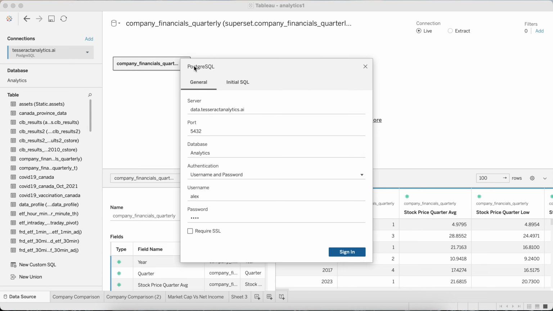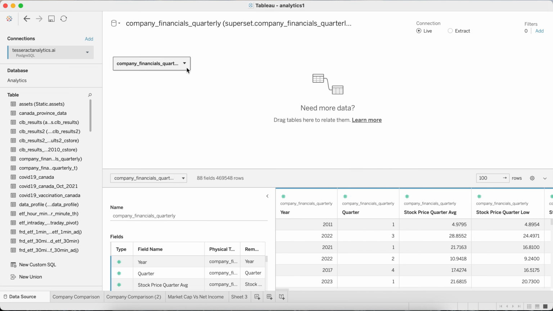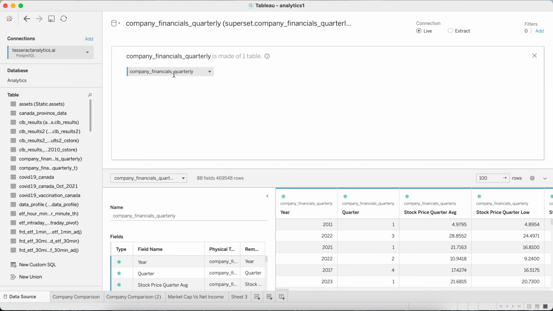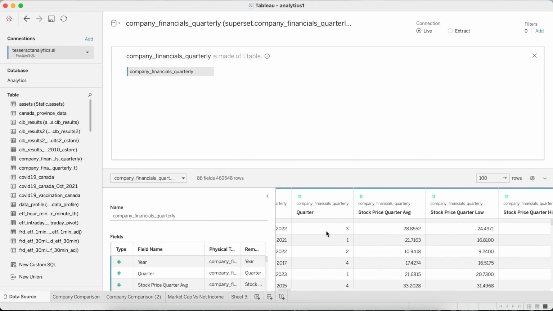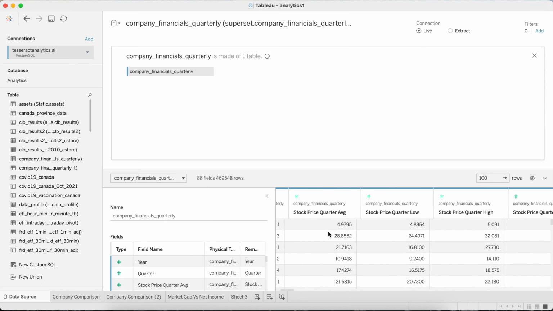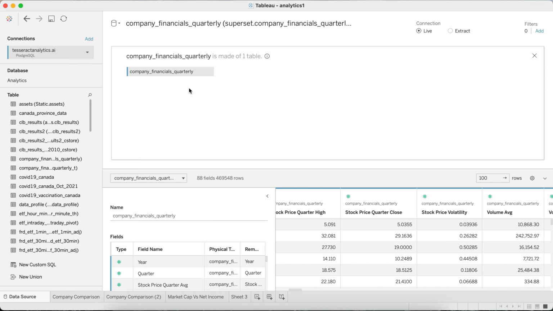So I'm connected here to my Postgres database on my analytics server, testrectanalytics.ai. I'll go ahead and sign in. And here I have the company financials quarterly data set, which is already curated, where we have the data at the company quarterly level.